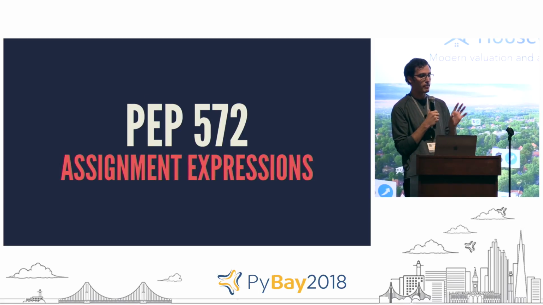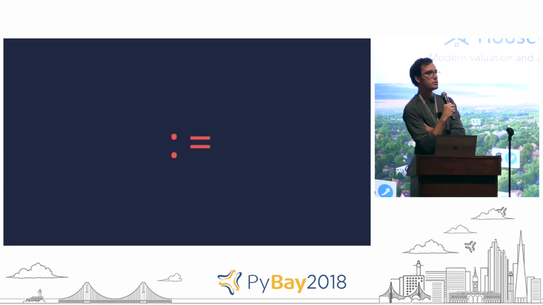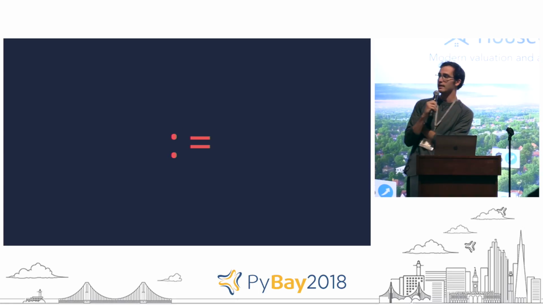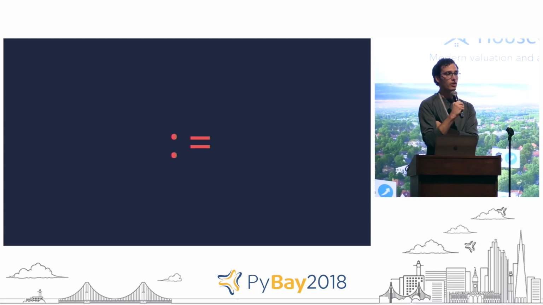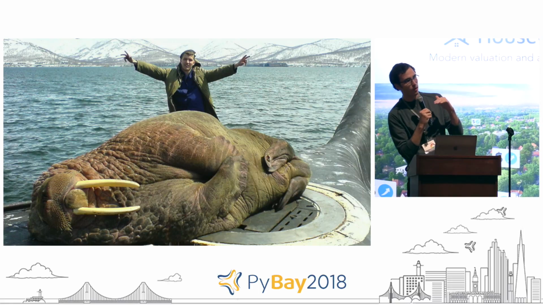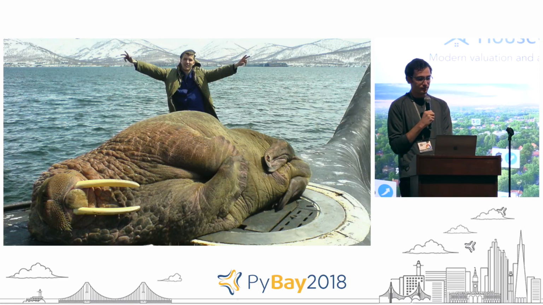So I want to talk to you about PEP 572. This is kind of a controversial PEP that you might have heard of. It's called assignment expressions, and what it does is introduce a new syntax to Python, that is this, the colon equals. It has a name. I'm not going to tell you what it is. I like to call this the walrus operator because it kind of looks like a walrus lying on its side.